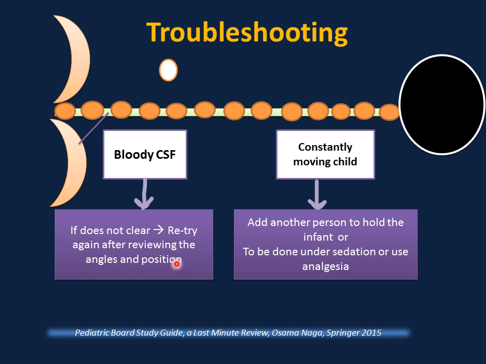Use a different needle if the needle was removed completely. If the child is constantly moving, add another person to hold the infant or the child, or have it done under sedation or using analgesia.